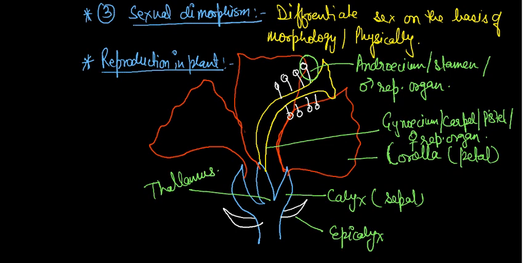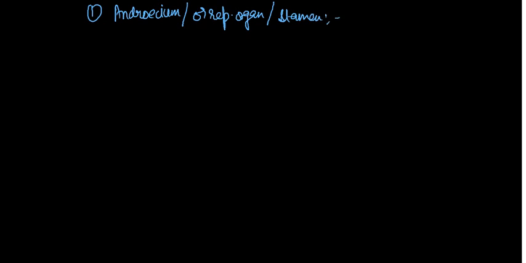Now one by one we have to first discuss the androecium part. In the next page we discuss what the androecium part is. The first one is androecium, which is also called the male reproductive organ, or stamen. Now listen very carefully. Suppose we are going to draw the diagram of the androecium part, we have to draw it like this.